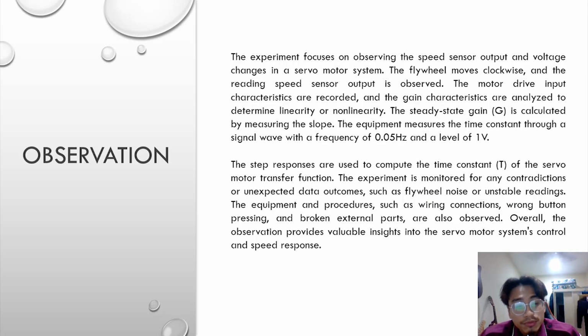Okay, we move to the observation of the experiment. It is focused on observing the sensor output and voltage change. The flywheel moves clockwise, and the speed sensor output reading will be taken as data. The motor drive input characteristics are recorded and gain characteristics are analyzed to determine the linearity or non-linearity. The steady state G is calculated by measuring the slope.